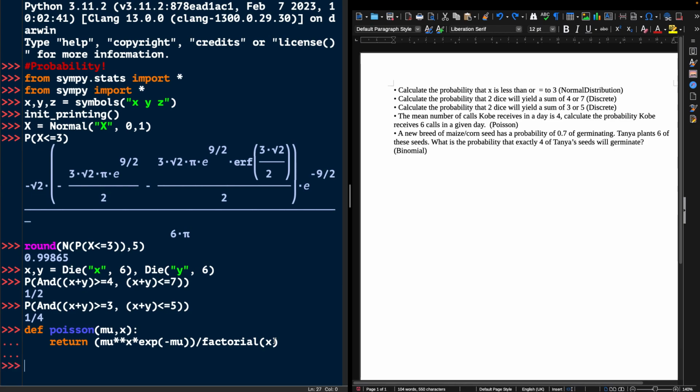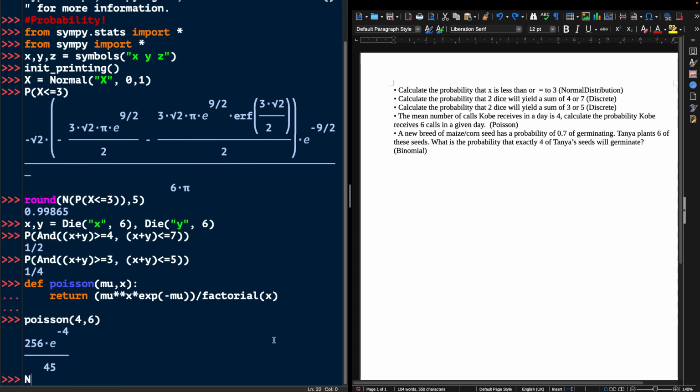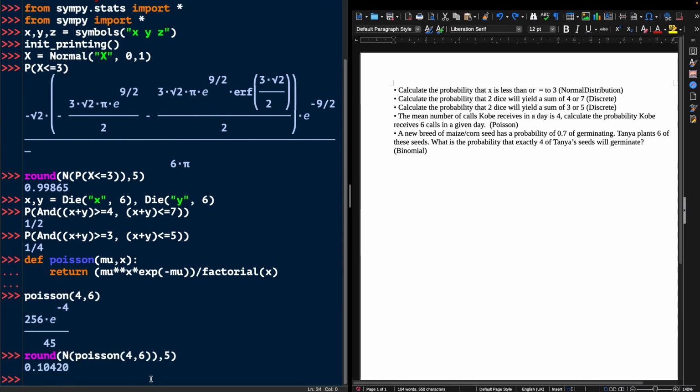Cool. So now calculating that, right? So poisson, right? So my mean is 4 and my x value is 6, right? Just to get a numerical value of that. And then paste that in there. Actually, let me round it. So round, 5 decimal places. There we are. Cool. So that's the probability that Kobe received 6 calls in a given day.